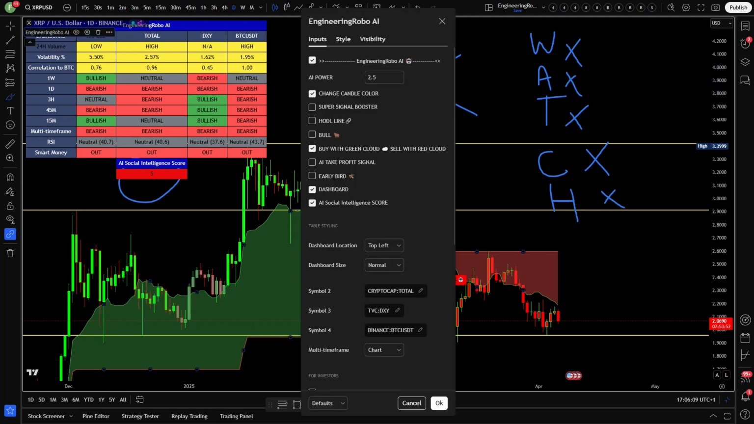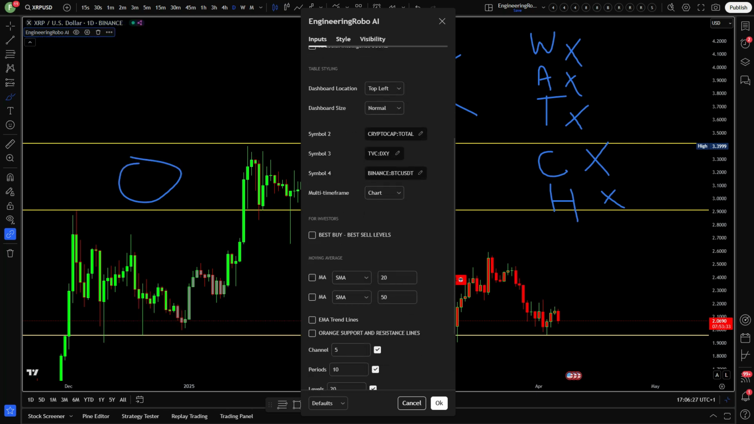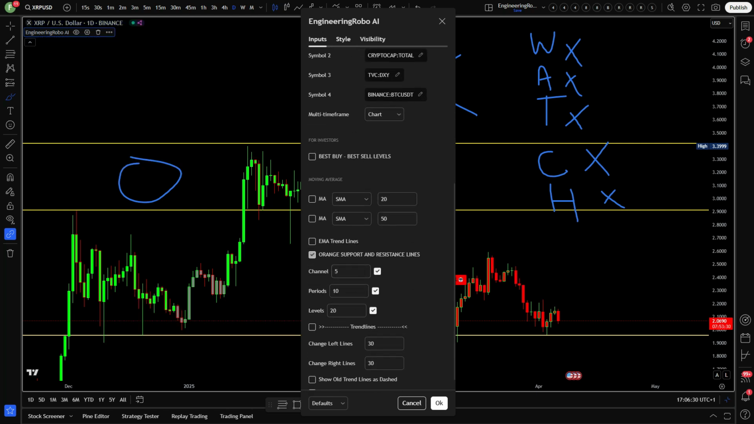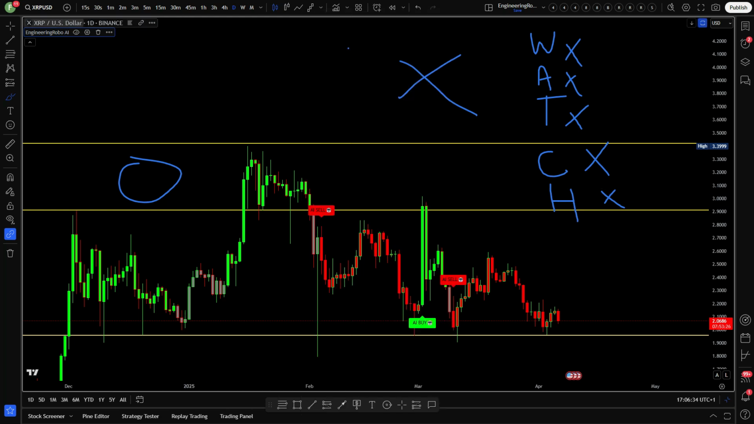So that's what we are looking at in terms of our signals. But another thing that the indicator does offer is, let me hide the dashboard, I'll hide the cloud just to clean it up a little bit. We'll keep the EngineeringRobo AI signal on, but the one thing that I do like to switch on are the orange support and resistance trend lines.